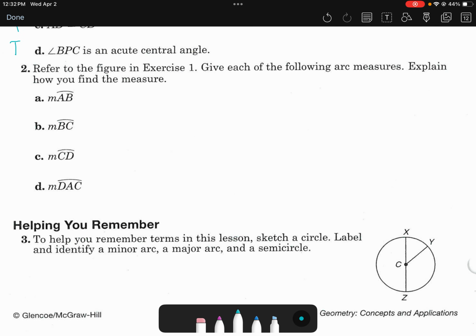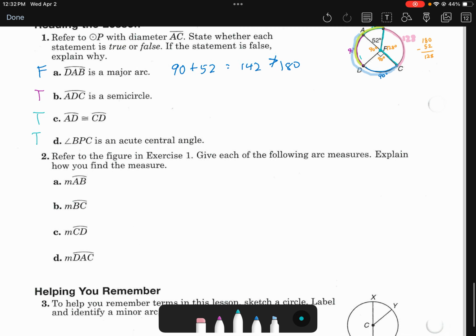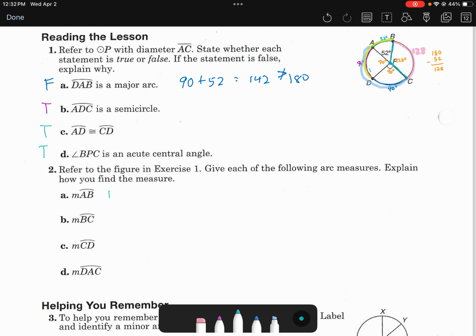Okay, let's look back at exercise 1. Give each of the following arc measures and explain how you find the measure. Well, that should be fun. What's the measure of arc AB? It's 52. It's the same as its central angle.